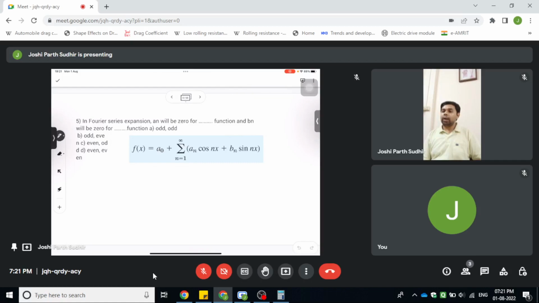So to determine the values of a n and b n, we use an important property of the cosine and sine functions, which is orthogonality. So what does orthogonality mean?